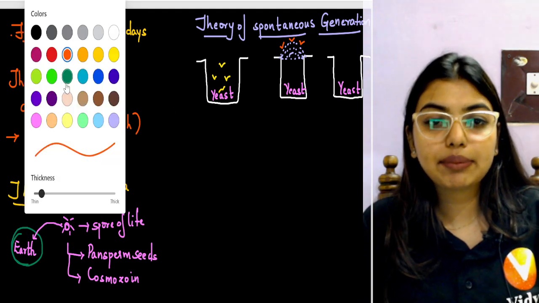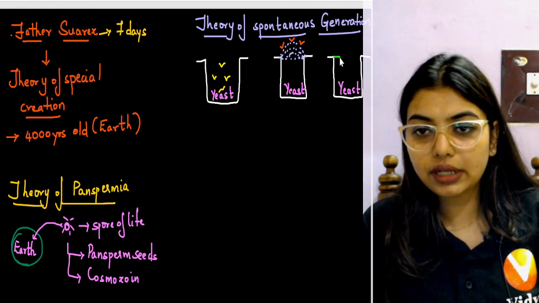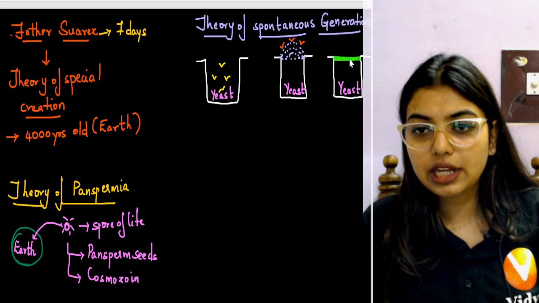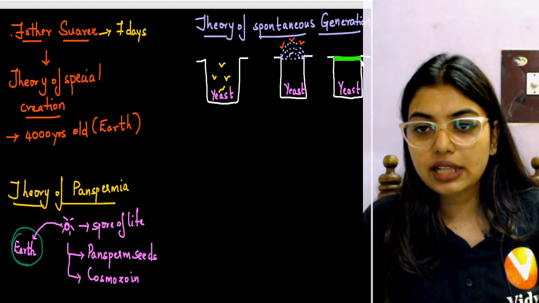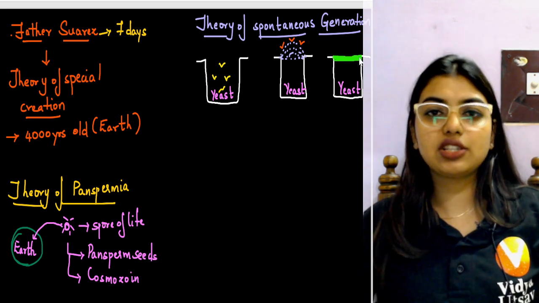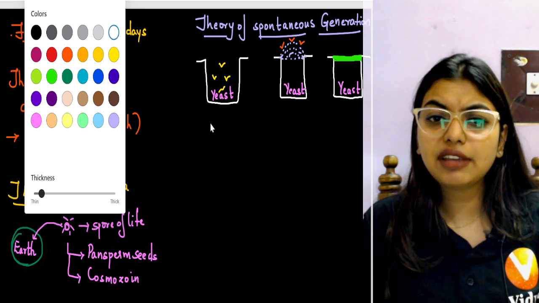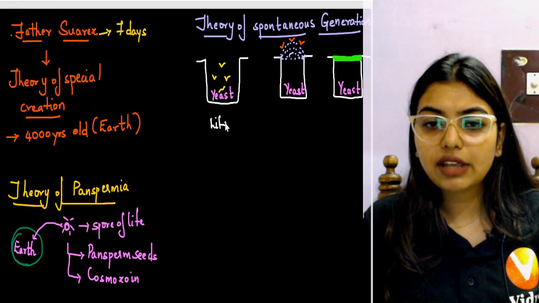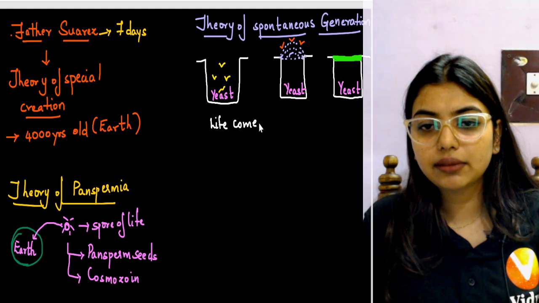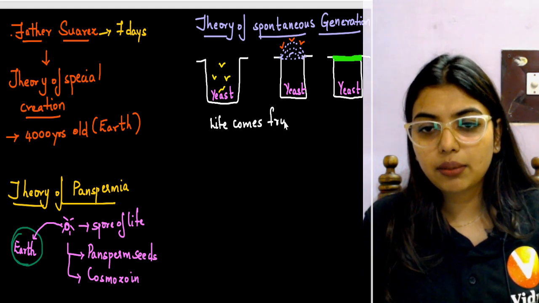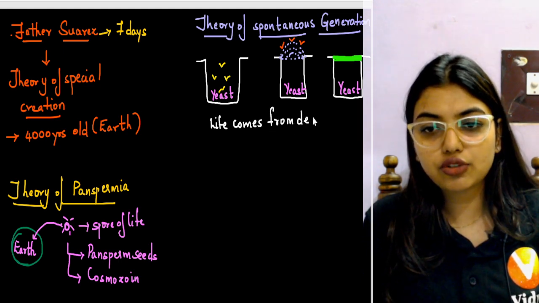Then when he kept it completely covered, properly wrapped, like a beaker cover, he noticed that nothing was there. That means what? The smell did not go out, and it definitely did not attract the flies or moths. So this gave them an idea that maybe life comes from dead and decayed matter. Understood?